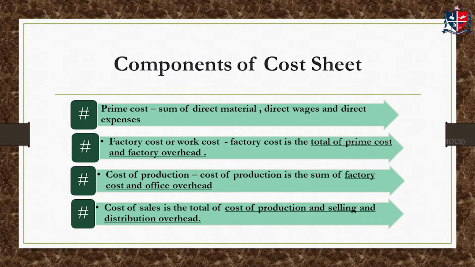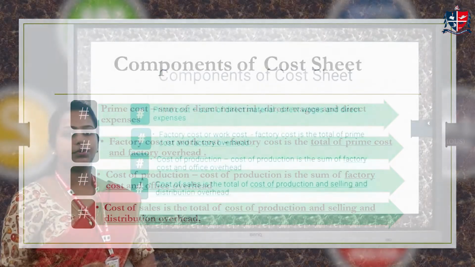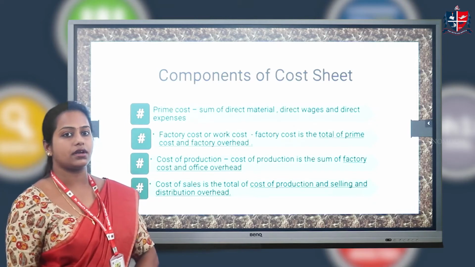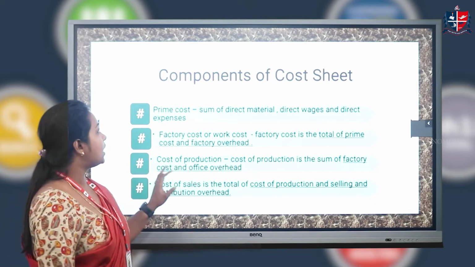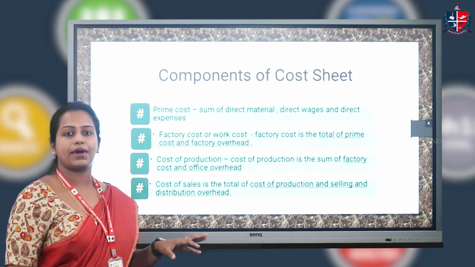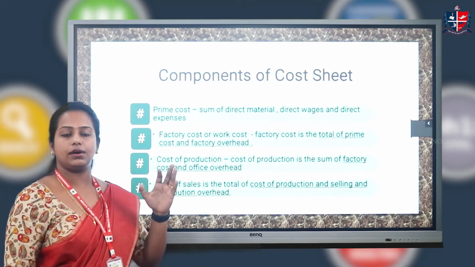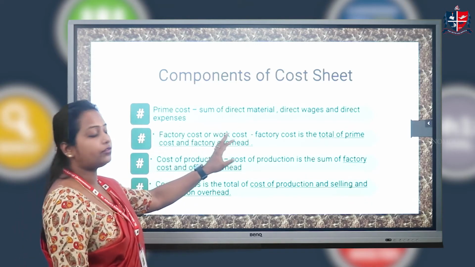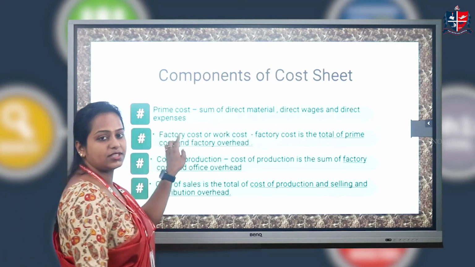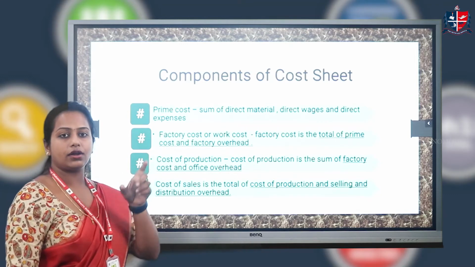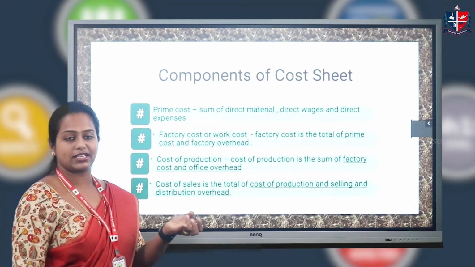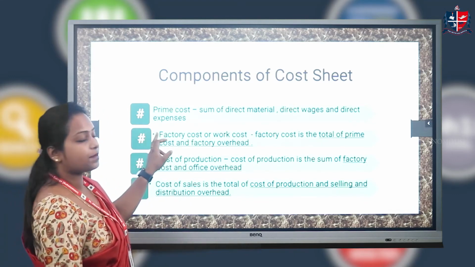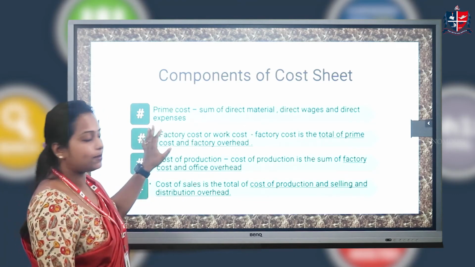Now, when we prepare a cost sheet, what are the components that have to be taken is what we're going to discuss. We have the prime cost. When we prepare a cost sheet, we first need to find the prime cost. The prime cost is the sum of direct material, direct wages, and direct expenses. When we add all these together, we get the prime cost.